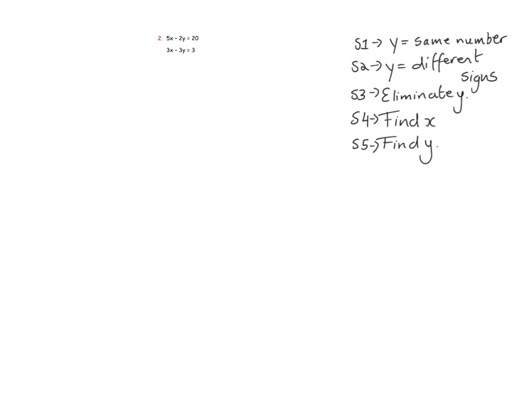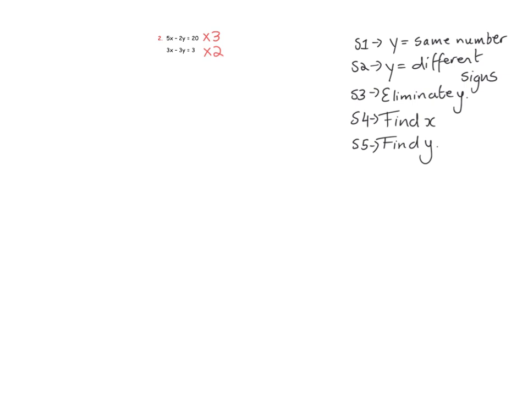So here we have 5x minus 2y equals 20 and 3x minus 3y equals 3. So what we're going to be looking at is the number in front of y. In the first one you can see that it's minus 2y and the second one is minus 3y. So what we do is we multiply the top line by the bottom, so by 3, and the bottom line by the top, which is 2.